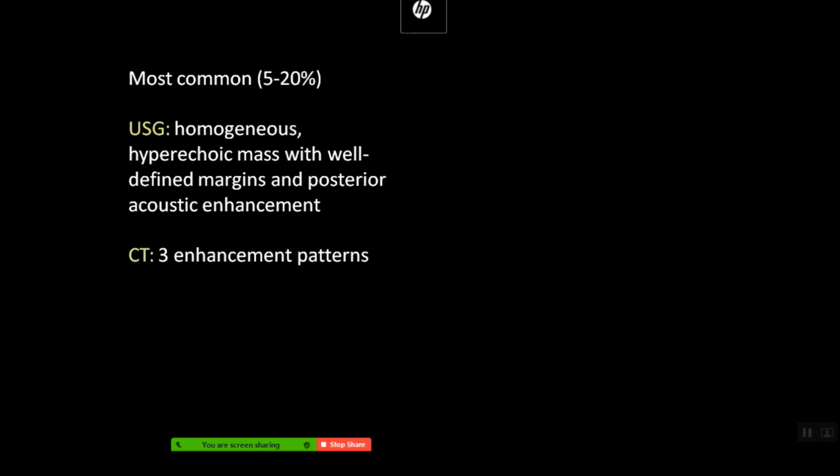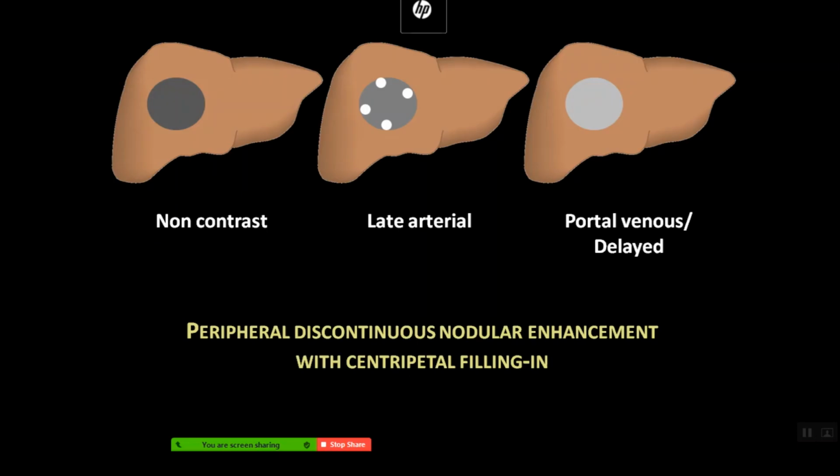On CT, there are 3 different enhancement patterns, okay? And we have to remember especially the classic enhancement pattern, okay? So what is it? Peripheral, discontinuous, nodular enhancement with centripetal filling in. These terms are all important and you have to remember them.